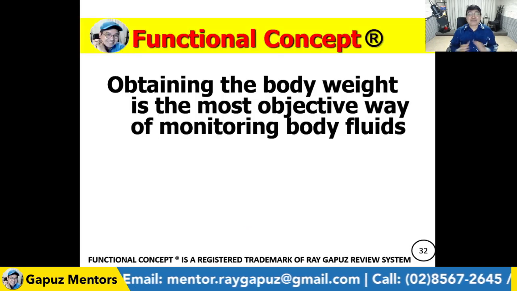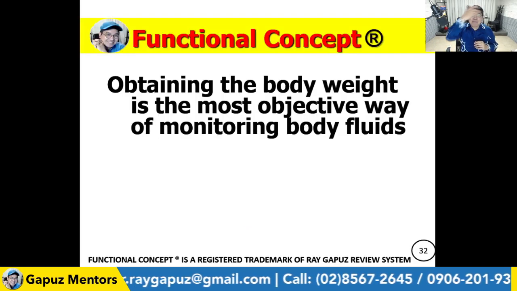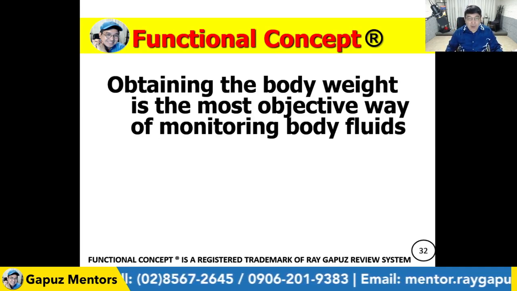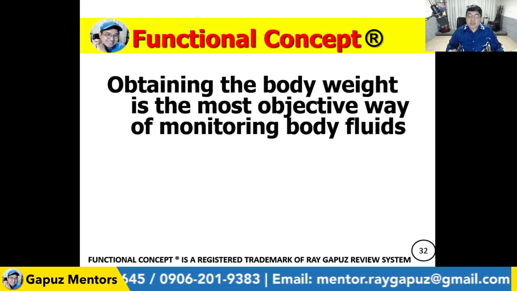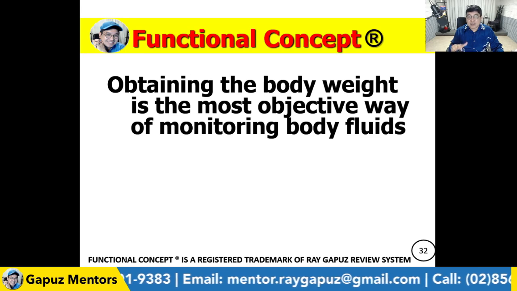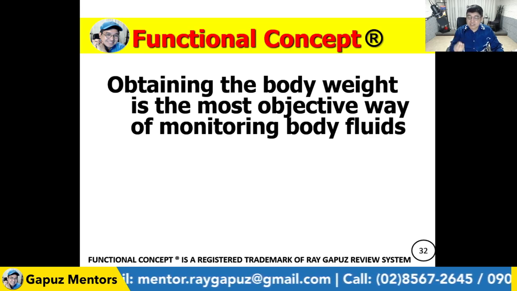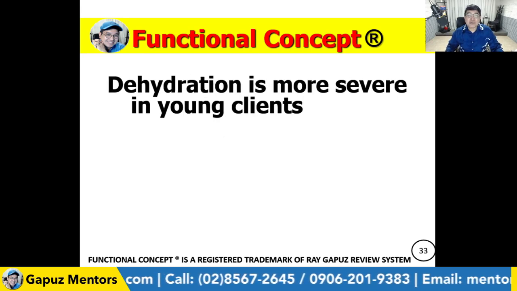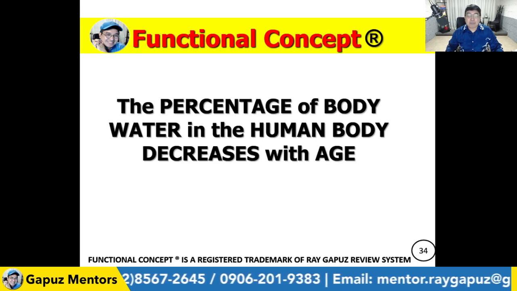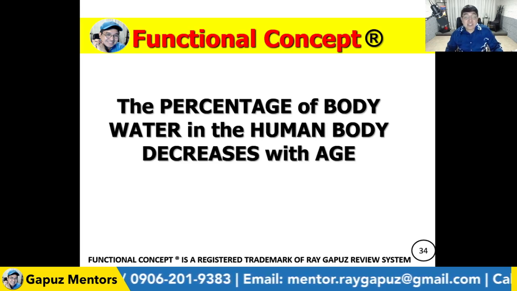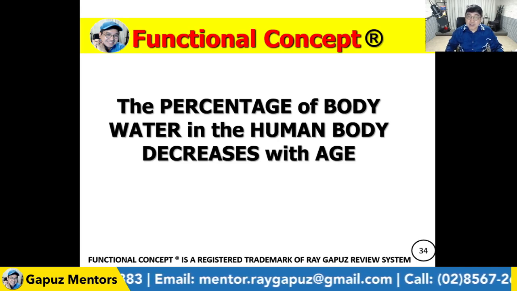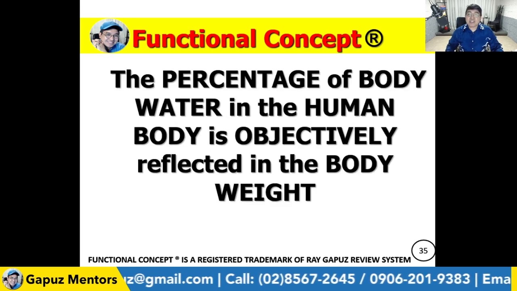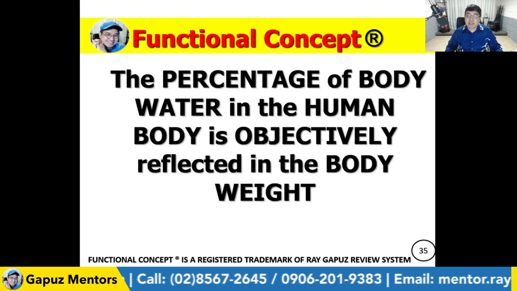Okay? So, here's a functional concept. Obtaining the body weight is the most objective way of monitoring body fluids. Why? Because the body weight represents the percentage of our body that is very dependent on the amount of fluids that we have. So remember, dehydration is more severe in young clients, and the percentage of body water in the human body decreases with age, such that the effects of dehydration would be more severe in young clients. So the percentage of body water in the human body is objectively reflected in the body weight.